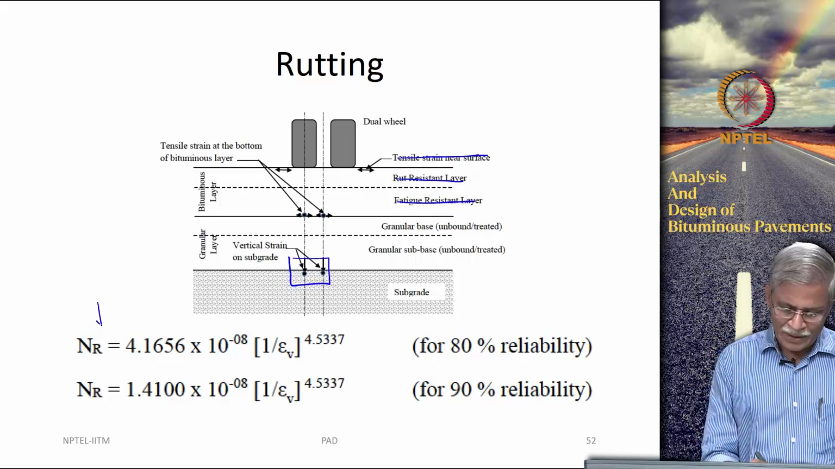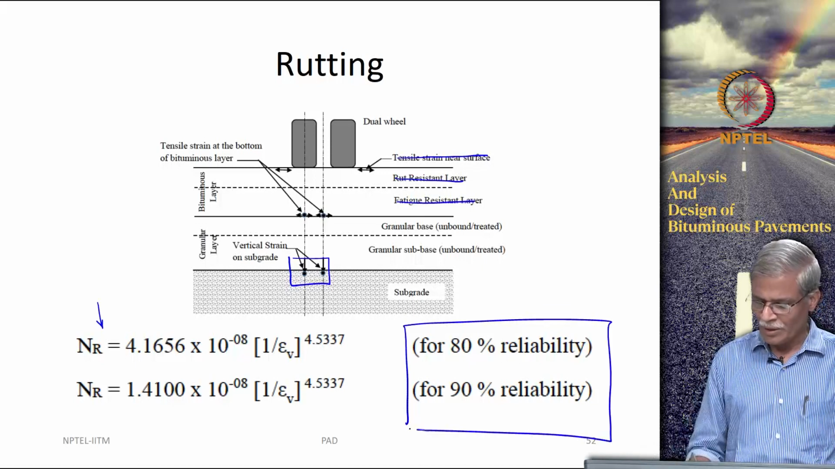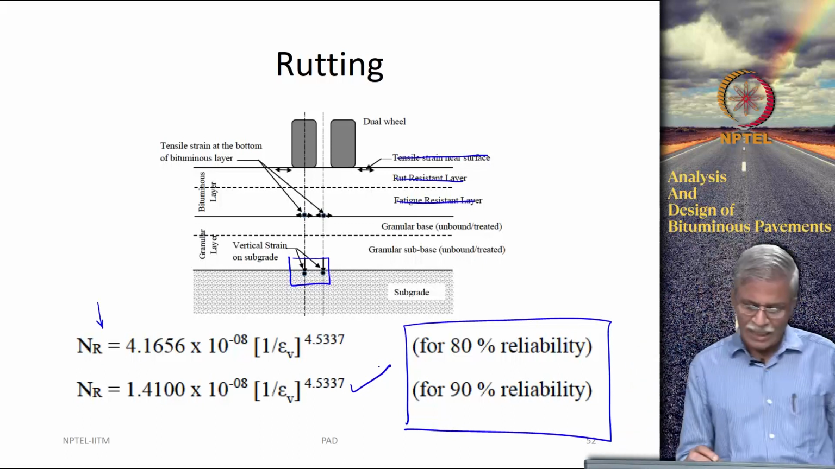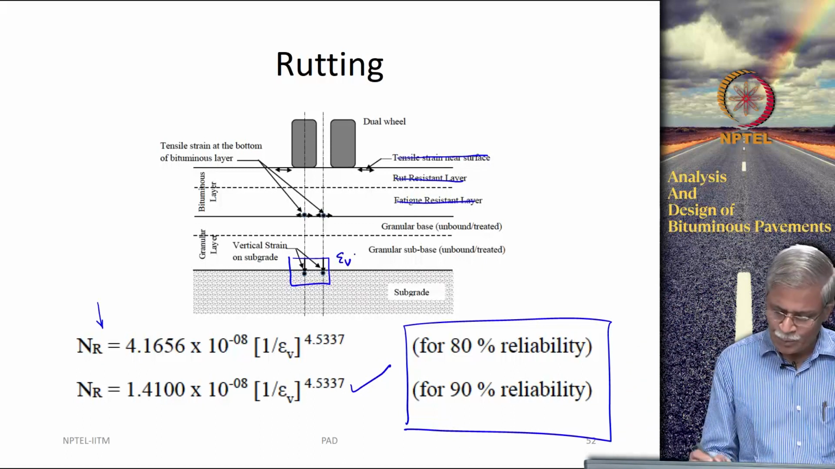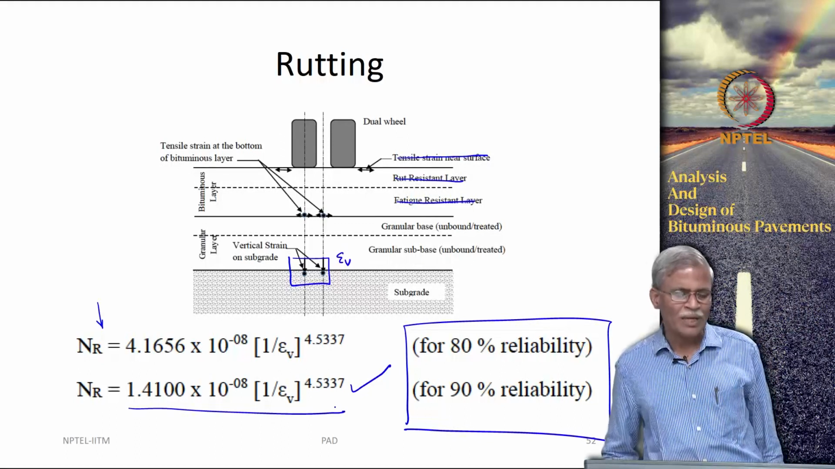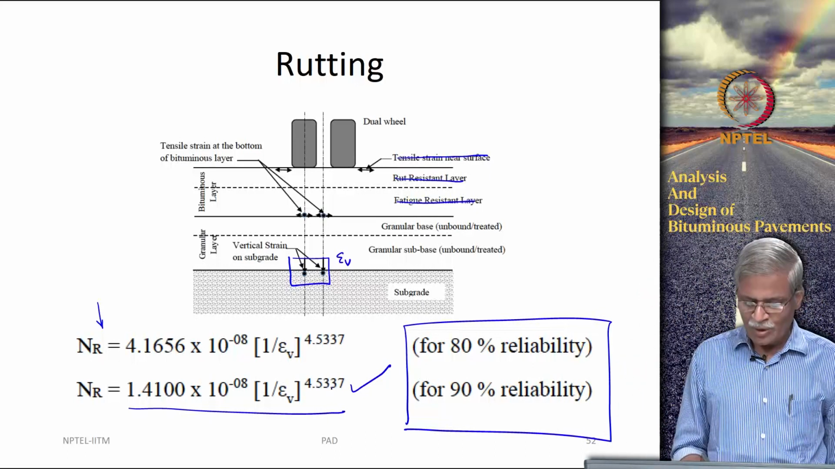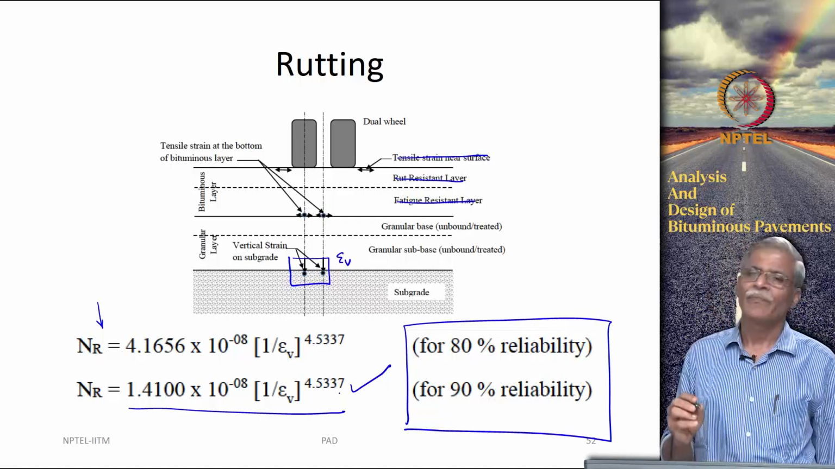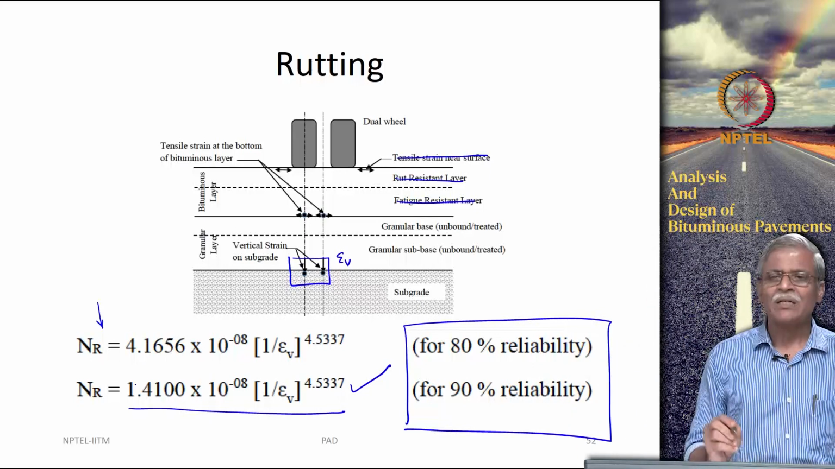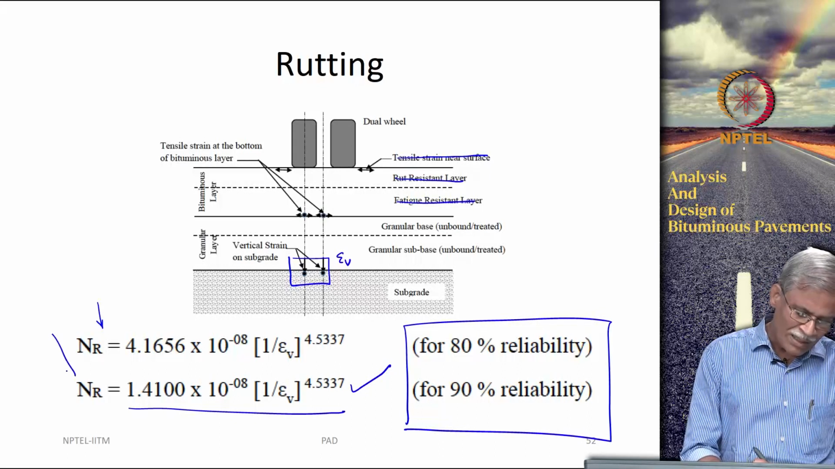You see there is an equation that is given here, and as of now do not worry about this particular part. So, let us pick any of this equation. You see here some empirical expression is given: 1.4100 times 10 power minus 8 into 1 over epsilon v to the power 4.5337. So, this is what is given here now. Now, this is your failure criteria, this is your design criteria. So, now what exactly is this?